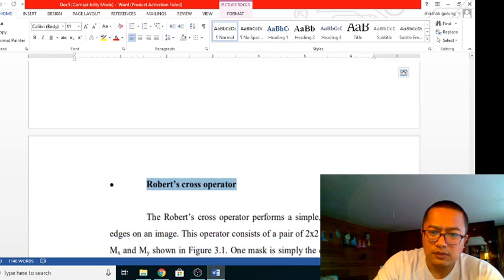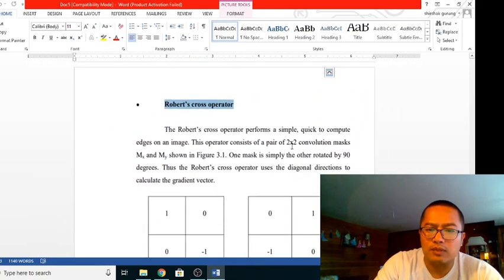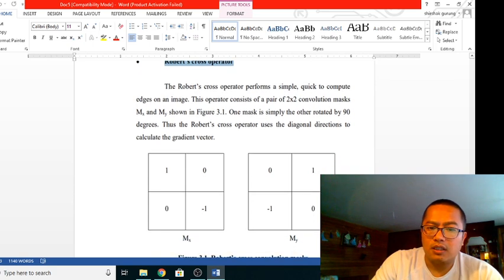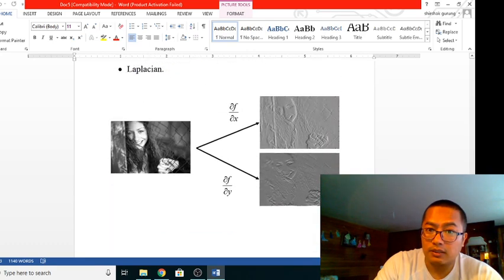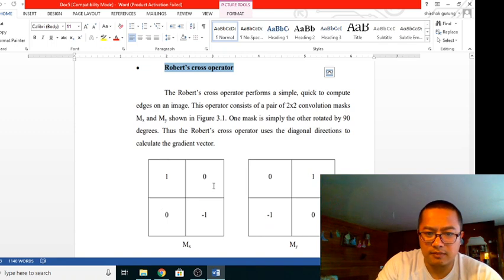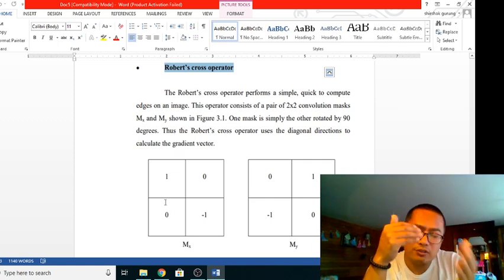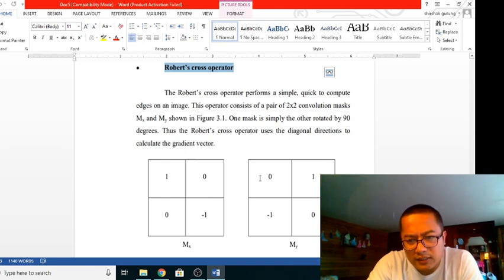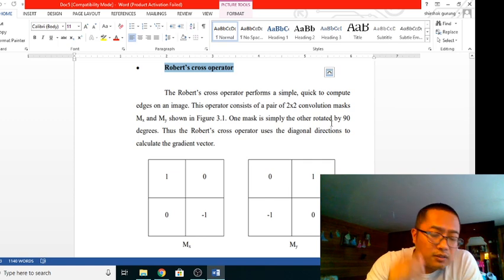So that way is Roberts. He came up with a 2x2 mask, which is a simple mask, so we're not going to go into how he got it in mathematical equations. He's using the diagonal directions to find df by dx. The image has x and y, so you have to find df by dx and df by dy. To find d by dx, Roberts said we could use this mask, Mx. If the original image is convolved with this mask, you get an approximation of d by dx of that image.